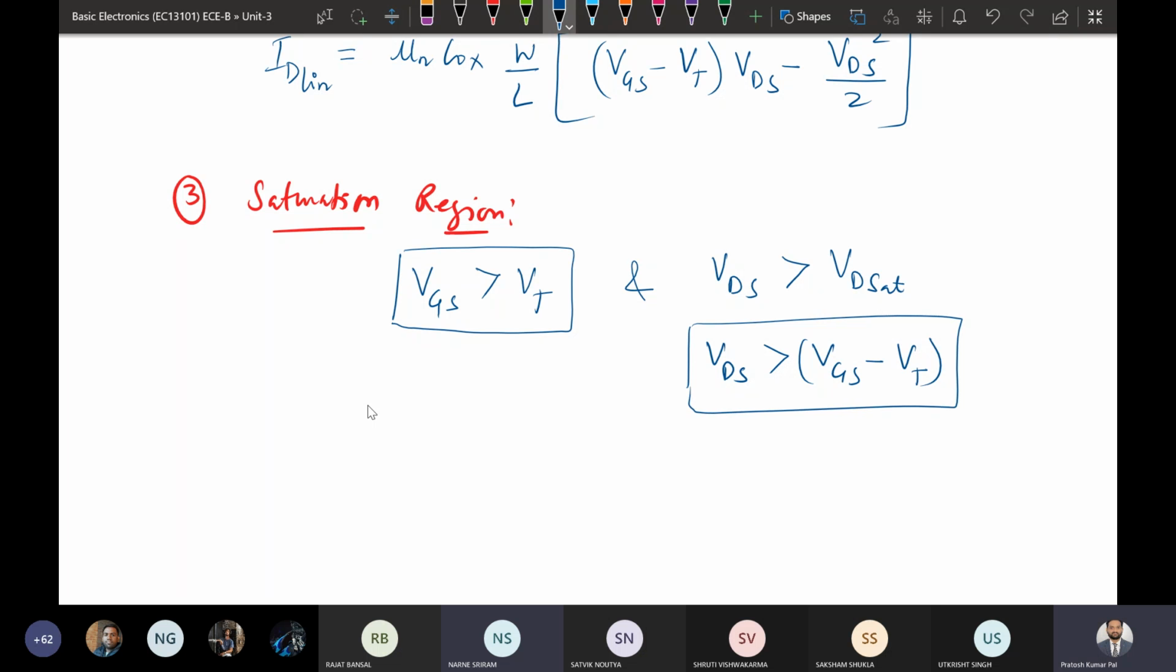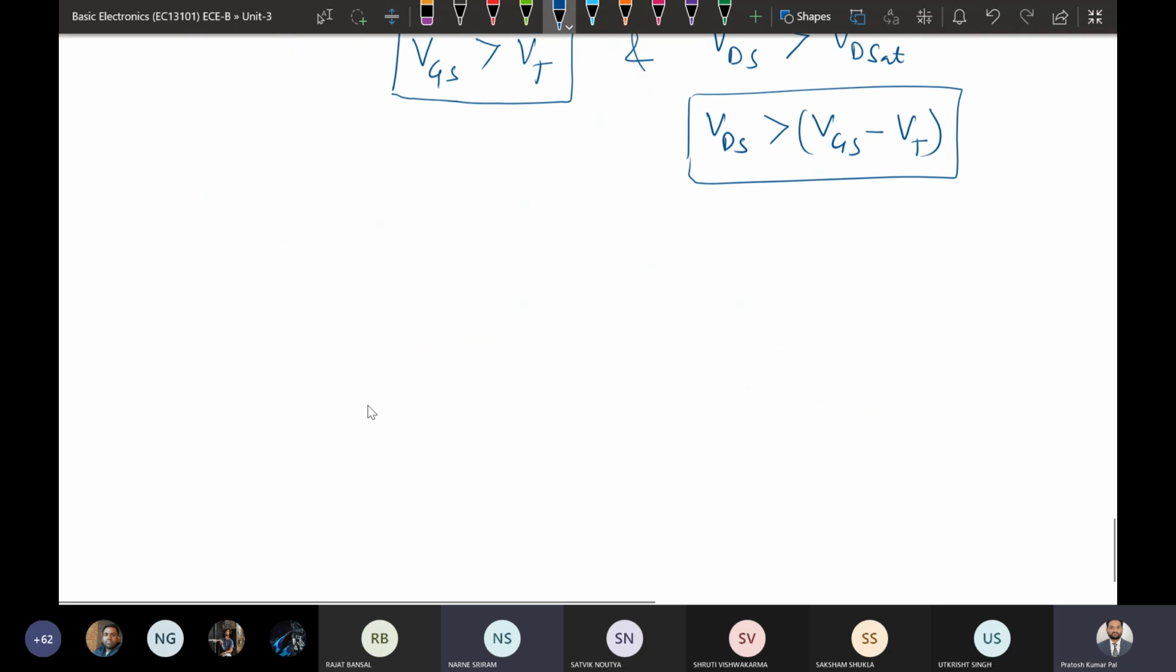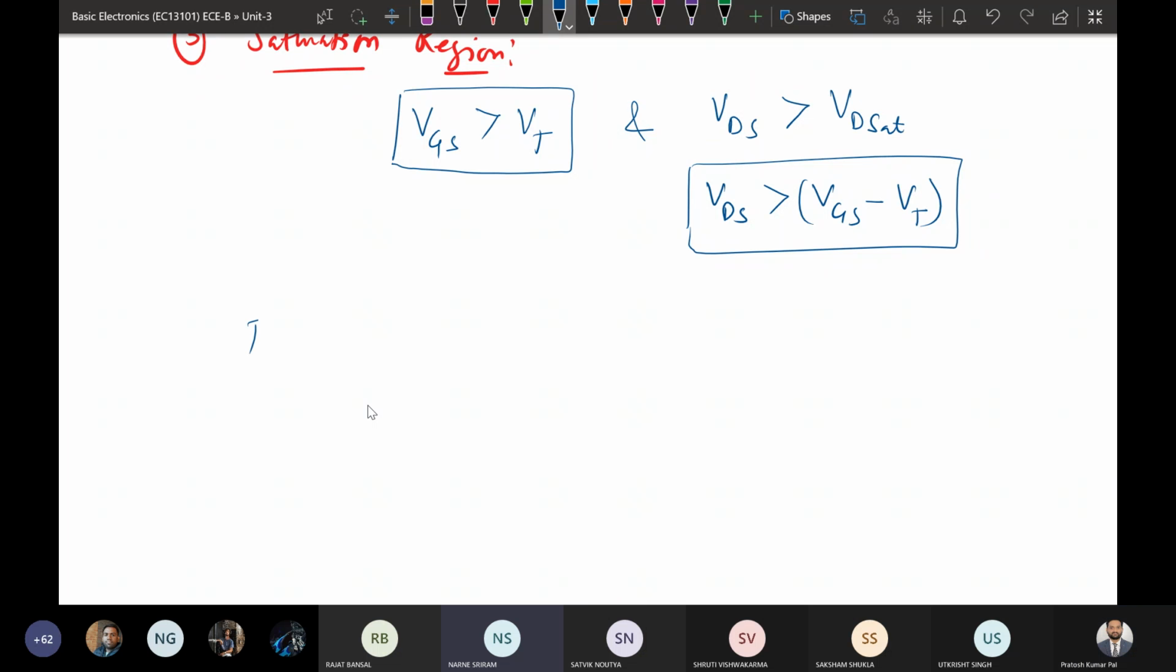So this is called the saturation region. In the saturation region, the current equation is given by ID saturation equals 1 by 2 times mu n Cox W by L times (VGS minus VT) to the power 2. What each term is, I will be explaining, so we will get to that point. Just consider it is 1 by 2 times this.